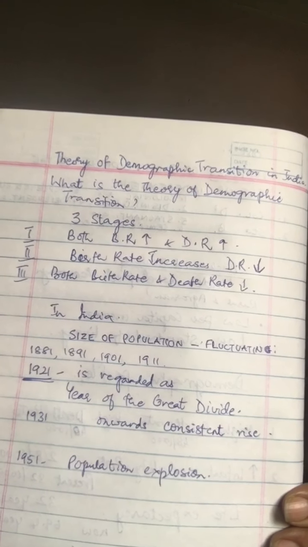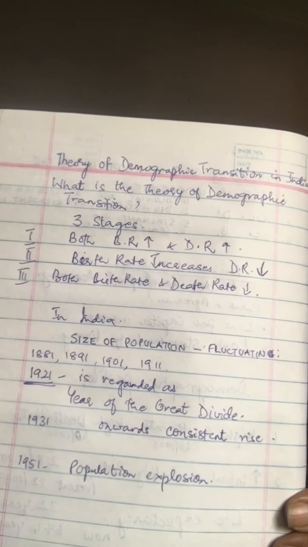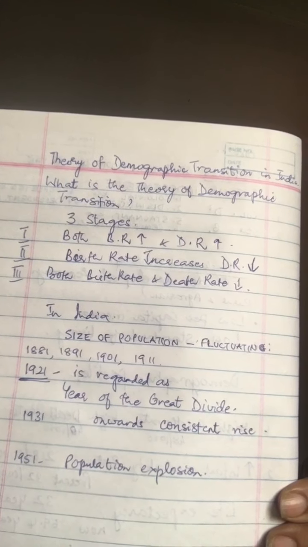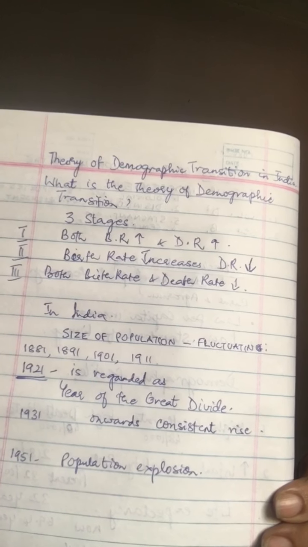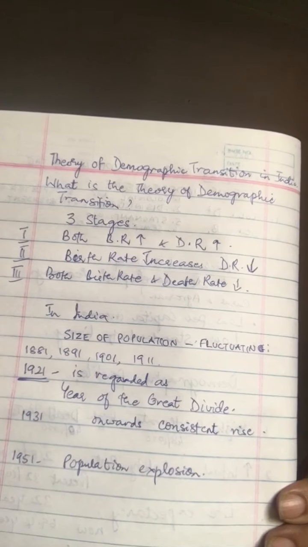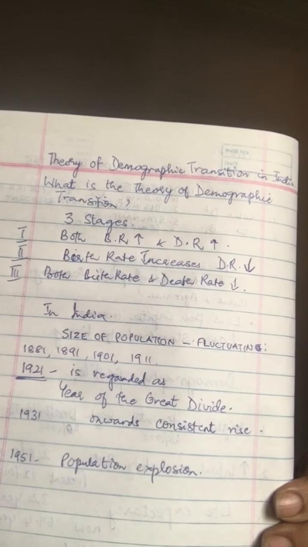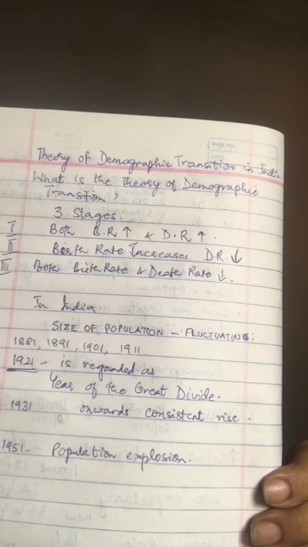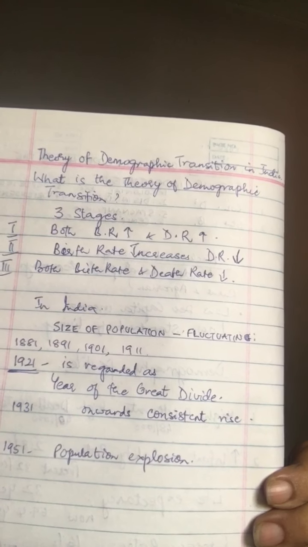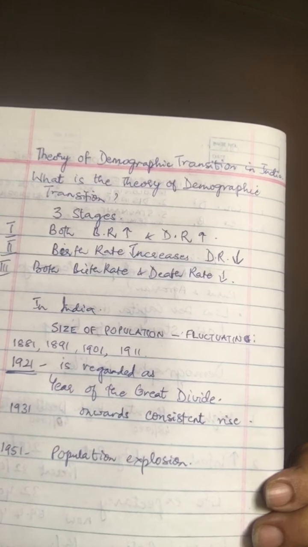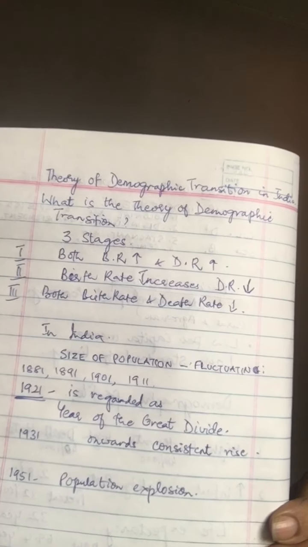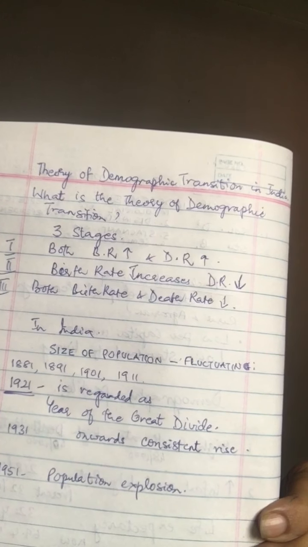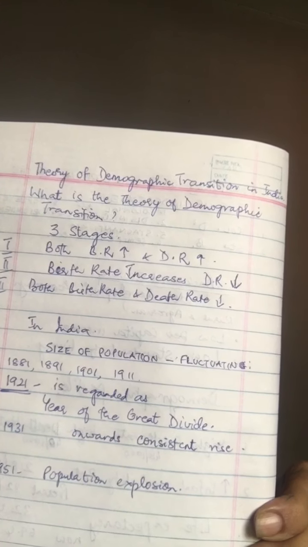And in India, we find that 1921 is known as the year of the Great Divide. Prior to this, in 1891, 1901, 1911, the population in India kept on fluctuating, that is, increasing in one census and falling in another. You must go and refer to the growth of population in India table, or you can see the chart. But from the year 1921, it came to be known as the Great Divide because the size of the Indian population never declined after it, but showed a consistent rise.